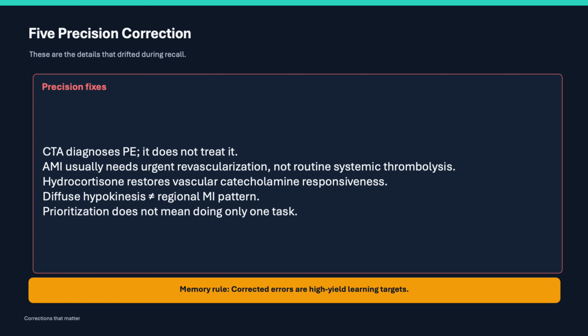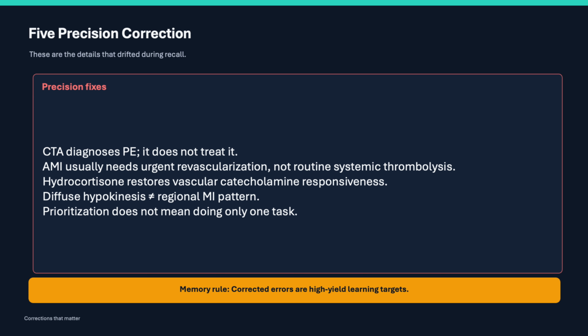Correction number 1. CT pulmonary angiography diagnoses pulmonary embolism. It does not treat pulmonary embolism. Correction number 2. Acute arterial mesenteric ischemia generally requires urgent reperfusion planning. Routine systemic thrombolysis should not be presented as the universal main treatment. Correction number 3. Hydrocortisone in adrenal crisis restores the hormonal support required for normal vascular responsiveness to catecholamines. It does not simply sensitize the cardiac membrane.